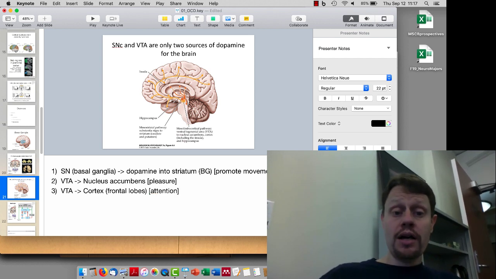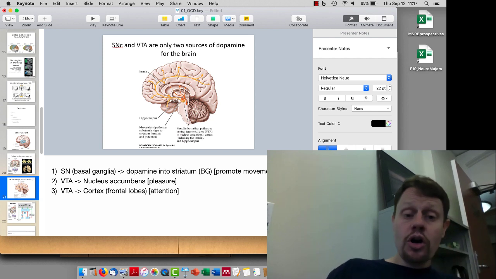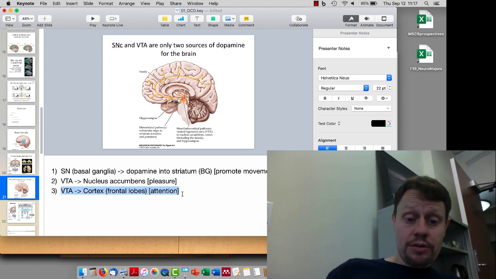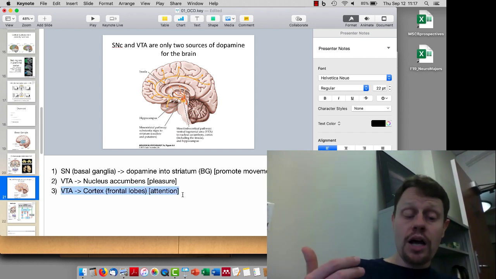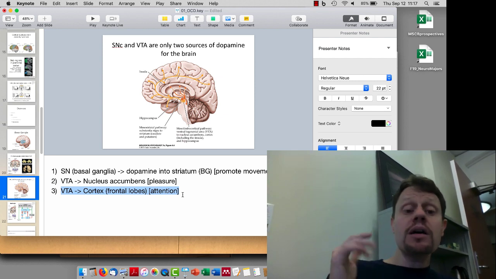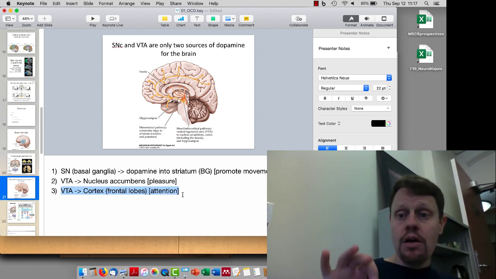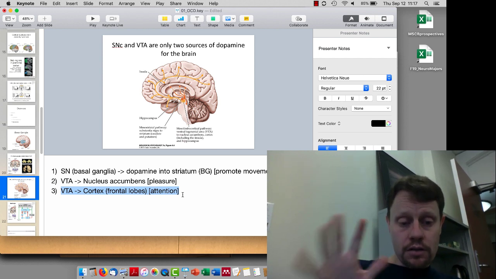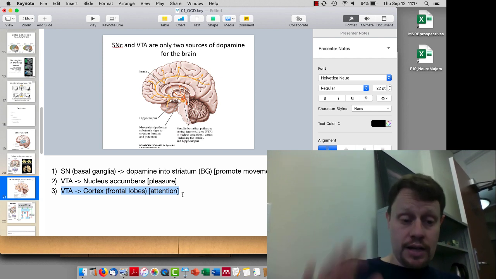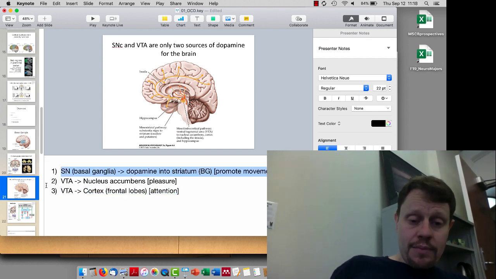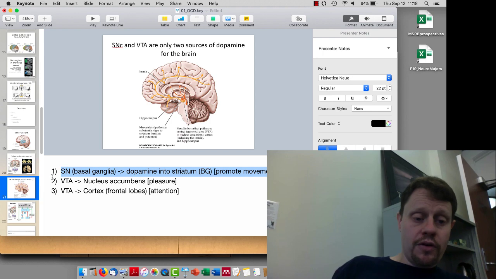There are other projections as well that we're not going to talk as much about, areas like the insula, which are also involved in feelings of pleasure. But this VTA to cortex projection is going to come up a little bit before the exam when we talk about some side effects of medications. But a lot of this is going to come up after the exam, when we talk about Tourette's and ADHD. Really, for the exam, this is the main area that we're going to be focusing on.